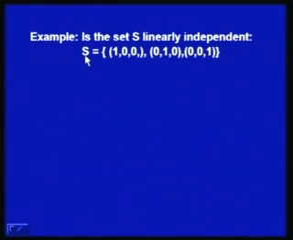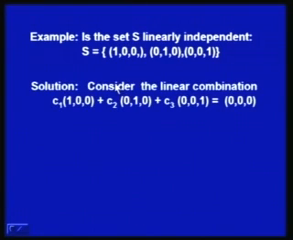So, let us say we have a set S consisting of 1 0 0, 0 1 0, 0 0 1. We have to see whether this set is linearly independent or dependent. To check this, we consider the linear combination C1 times 1 0 0 plus C2 times 0 1 0 plus C3 times 0 0 1, and set the right hand side equal to 0. If we can find a trivial solution, then we say the vectors are linearly independent, otherwise the vectors are linearly dependent.